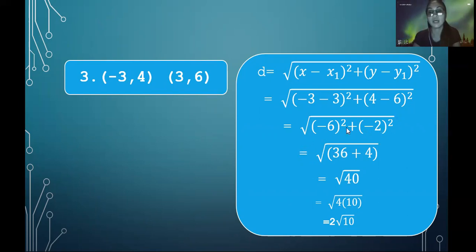So the square root of negative 6 squared is 36 plus negative 2 squared is 4. So the square root of 36 plus 4 is the square root of 40. Then factor out also, it will become the square root of 4 times 10. So the square root of 4 is 2. So that's why the final answer is 2 square root of 10.